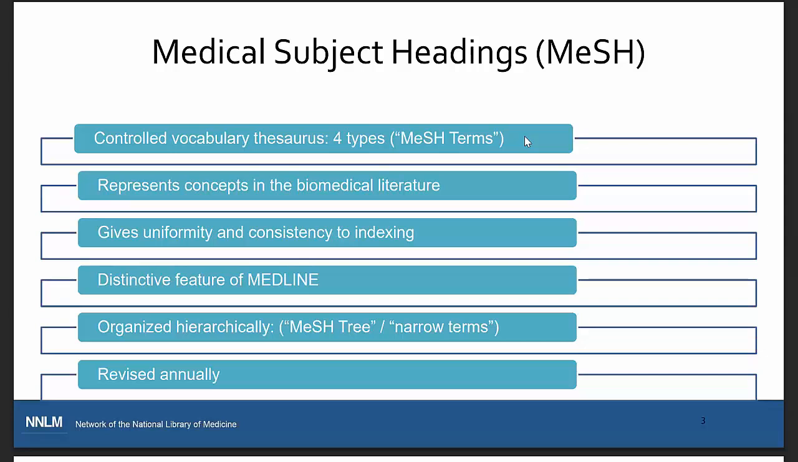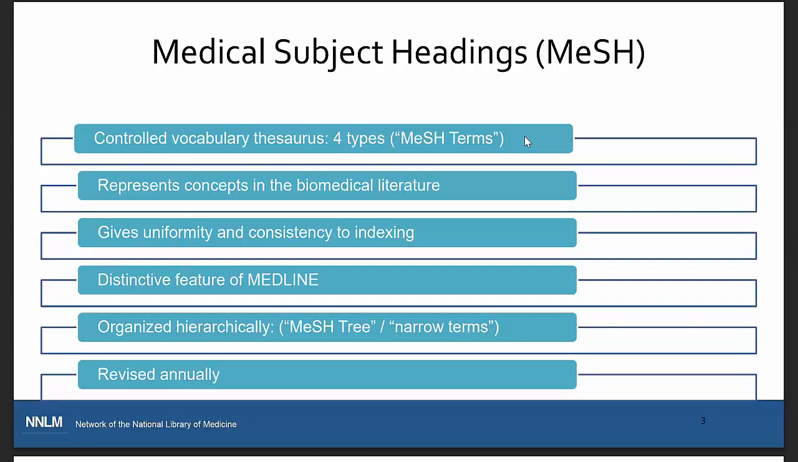MeSH headings are organized hierarchically into several main branches, and that's where the idea of the MeSH tree comes from, and that is number 2 on your handout. MeSH terms are organized hierarchically. And MeSH terms are revised annually to reflect changes in biomedical literature, and that is number 3 on your handout. MeSH is revised annually. During the MeSH annual update, terms can be added, replaced, or reorganized in the hierarchy. MeSH terms are usually applied within 24 hours of a citation being added to the catalog.